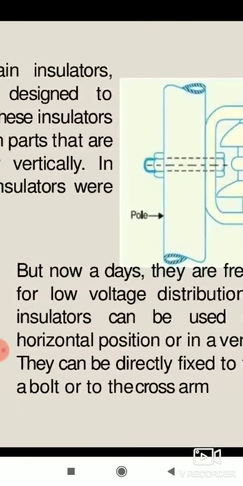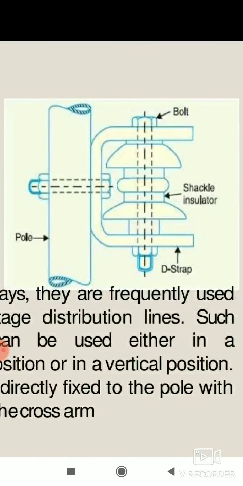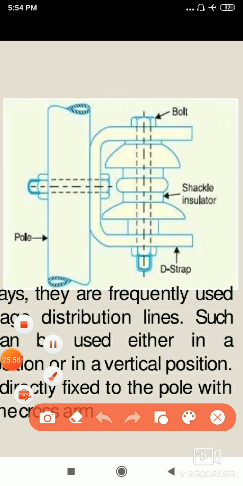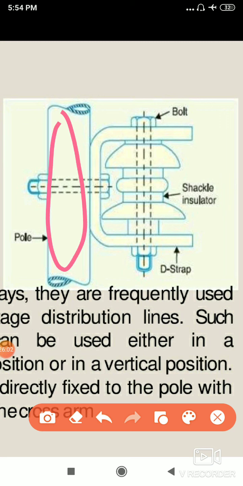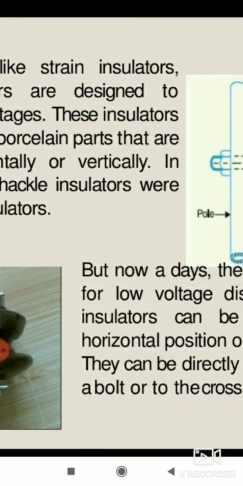You will see this type of insulator, we fix it to the pole. This we can call a pole. You will see in your street poles, suppose the pole is like this, we fix an insulator to it. Here there will be an insulator, and the conductor passes through it. You will see this in real life, right?